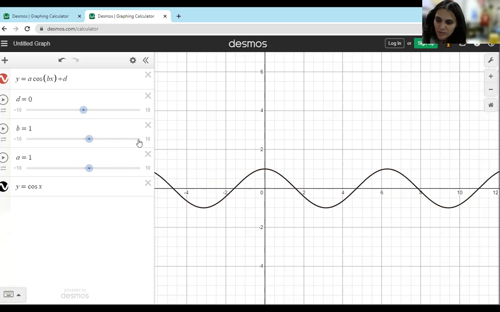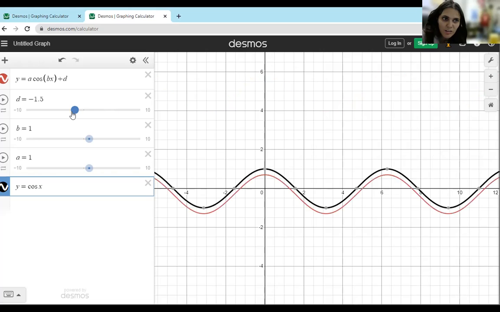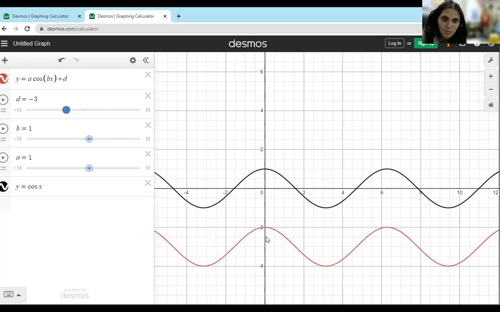The d value is going to be a vertical shift. If it's greater than 0, we'll shift up by that many. If my d value is 5, then the whole graph shifted up by 5. Instead of 0, 1, now 0, 6. Shifted up by 5. If my d value is -3, my whole graph shifted down 3. Instead of 0, 1, now 0, -2.